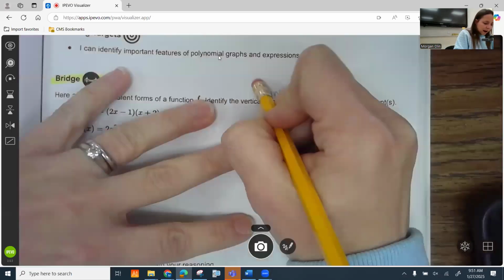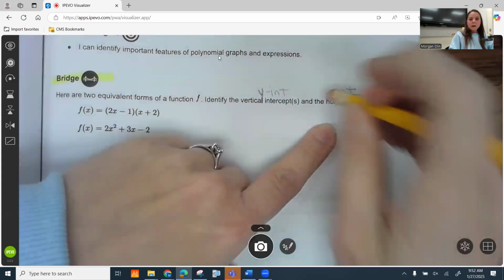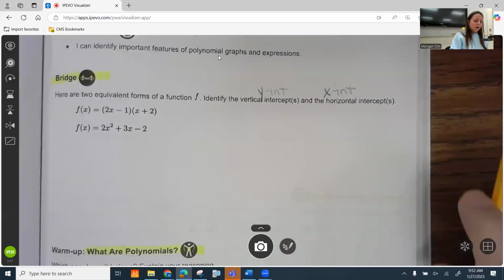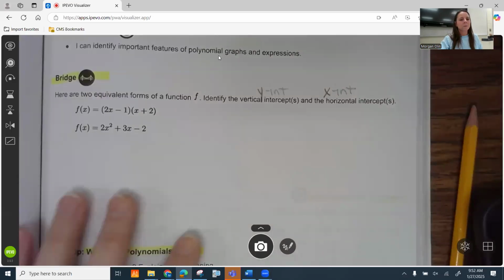And I wrote this entirely wrong. This is supposed to be y-intercept. Okay, and what is the horizontal? Horizontal means it goes across. That is our x-intercepts. All right, on the EOC, it is going to say y-intercept and x-intercept. Don't know why this book does that.